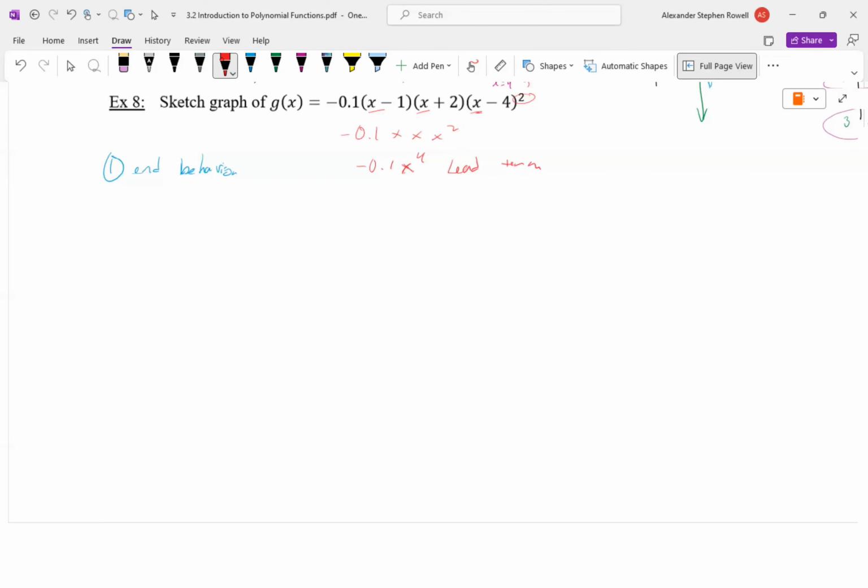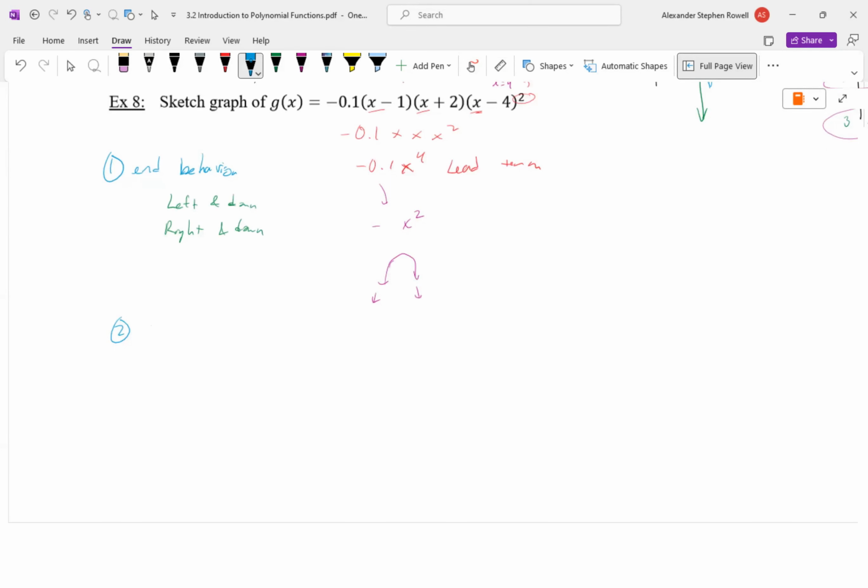If it's even exponent, it means they're both up or both down. If the leading coefficient is negative, it means they're both down. Okay. Left and down, right and down. If that's a little confusing to you, think about your easiest even polynomial, like x squared, but keep the sign out in front. Negative x squared is a downward parabola. But what we care about is the end behavior, left and down, right and down, is the analogy. Just as a quick double check.